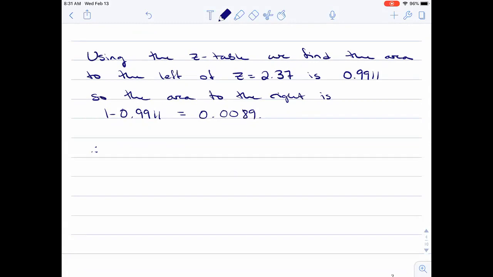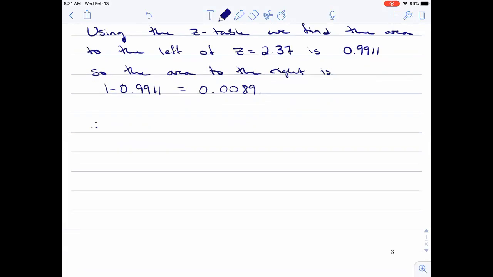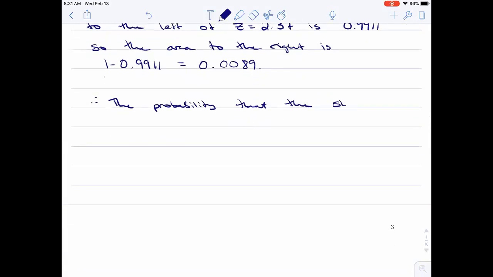So what we can say then, right, is that the probability that this shipment will be overweight, right, over the 150 kilos is 0.0089, which I think is pretty good. That's a pretty good probability. It's low, making it good. Therefore, the probability that the shipment is overweight is 0.0089.